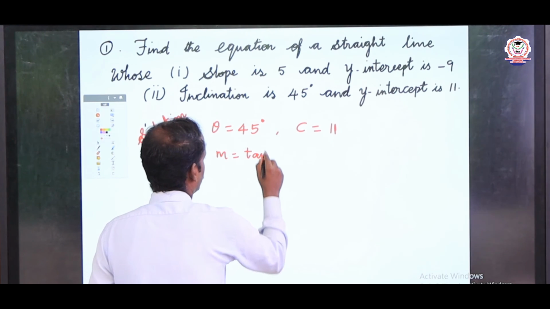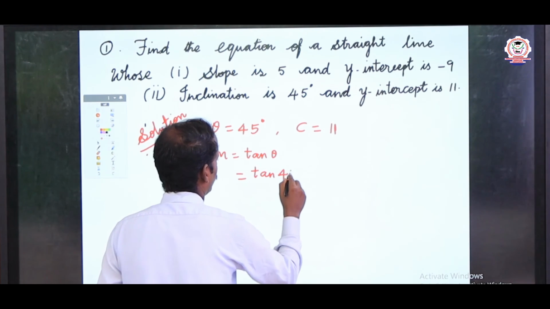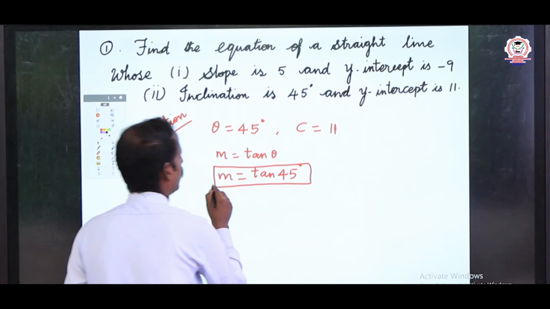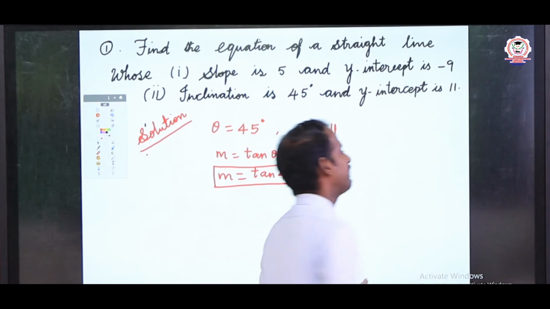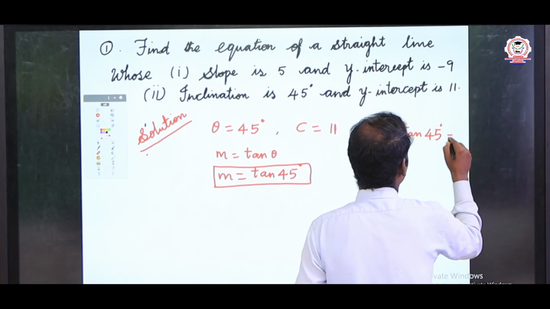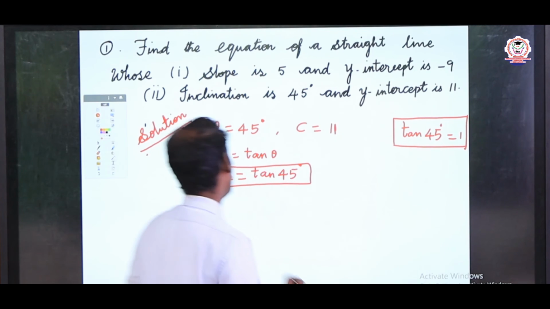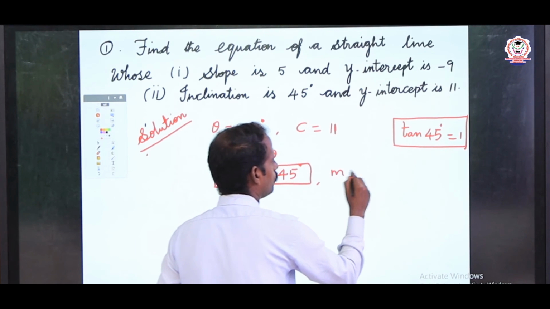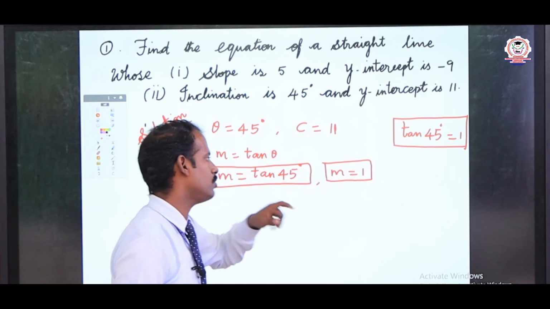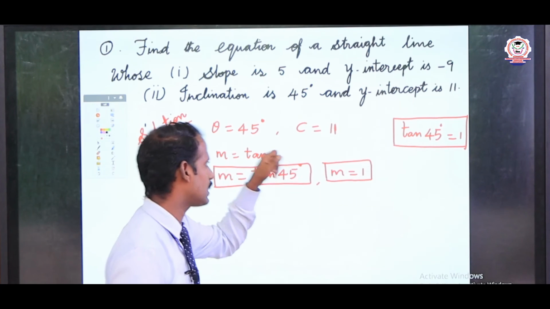So m equal to tan theta. Now the theta value is 45, so tan 45. What is the tan 45 value? Yes, tan 45 value is 1. So now slope m equal to 1. Now we know the given values: slope m equal to 1 and y-intercept c is 11.